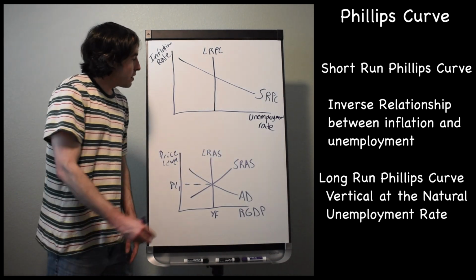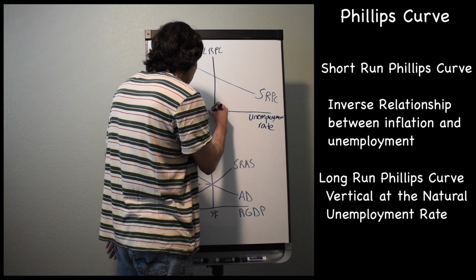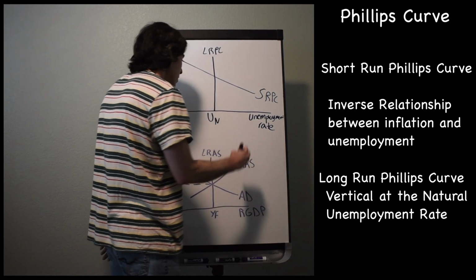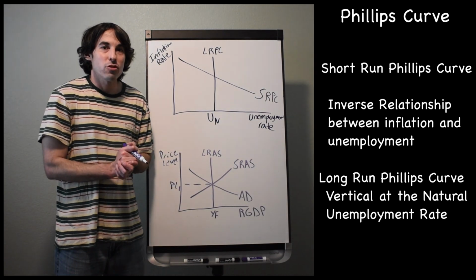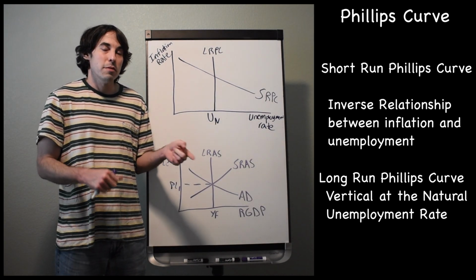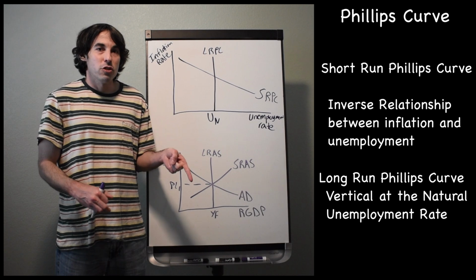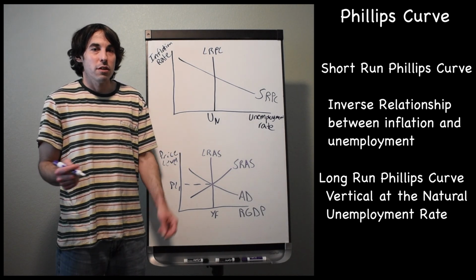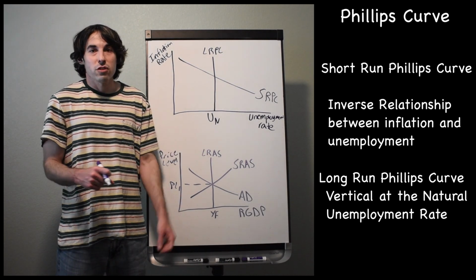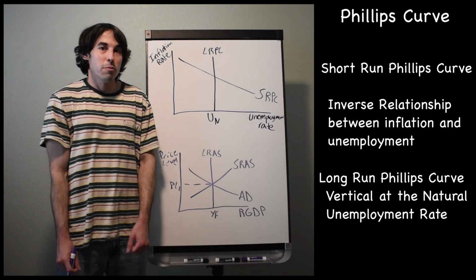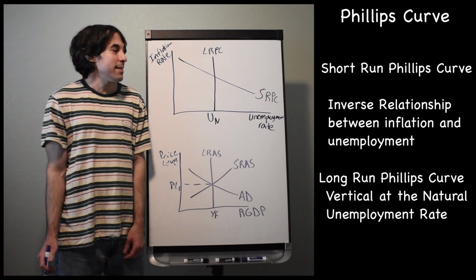So down here, we're going to label this the natural unemployment rate. We can call it UN. That's our natural unemployment rate, and keep in mind that natural unemployment is frictional unemployment plus structural unemployment. Frictional is when you're between jobs because you quit because you hate your boss or you got fired because you're not good at it, or structural, your job left the country or you got replaced by a robot or whatever you used to make just doesn't exist anymore.